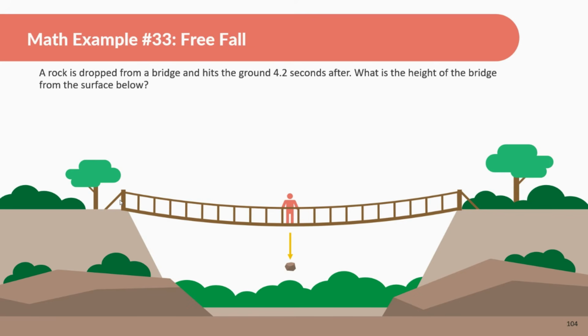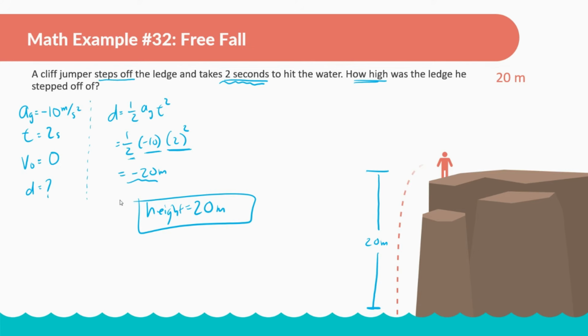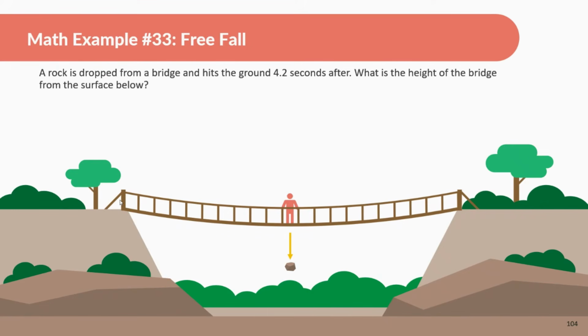Okay, let's move on. A rock is dropped from a bridge and hits the ground 4.2 seconds after. What is the height of the bridge from the surface? Very similar, especially if you did the last problem. I'd highly suggest pausing the video and trying to do this one on your own. But anyway, here we go.